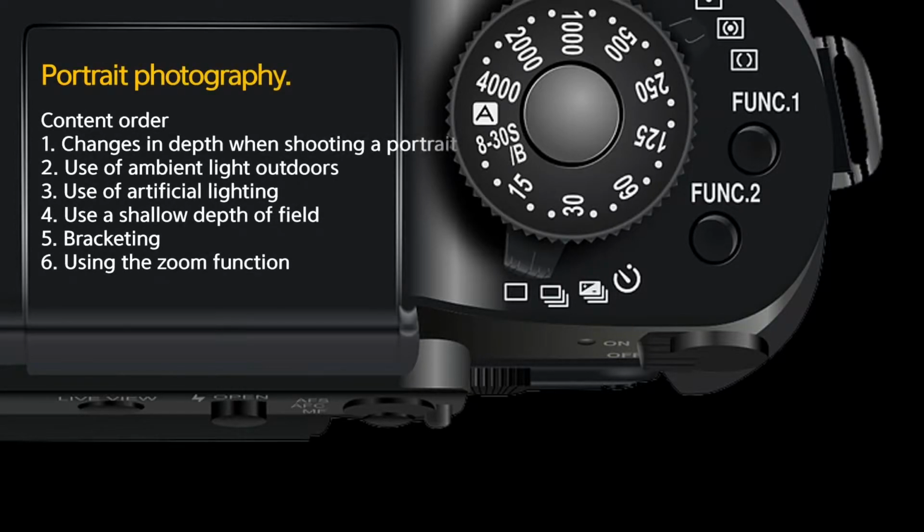Pet portrait photography. Content order. 1. Changes in depth when shooting a portrait. 2. Use of ambient light outdoors. 3. Use of artificial lighting. 4. Use a shallow depth of field. 5. Bracketing. 6. Using the zoom function.